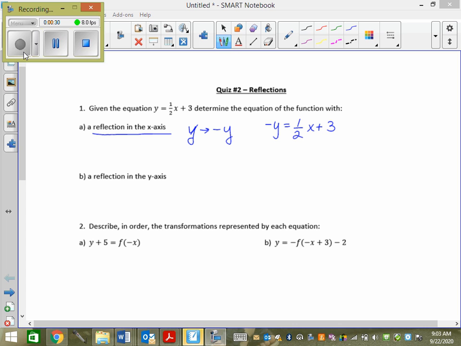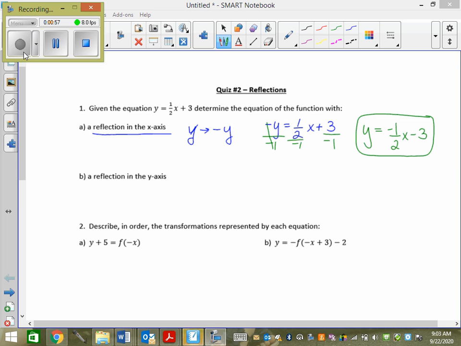If you don't apply it correctly, you're going to tell me it's negative a half x plus 3, which is wrong, because I need to divide by negative 1 every term. So it's going to be y equals negative a half x minus 3. Remember, this one doesn't have an f in it, does it? So I could have typed the original in my calculator, and I could have typed the new one in my calculator, and then I would have seen it reflected in the x-axis.